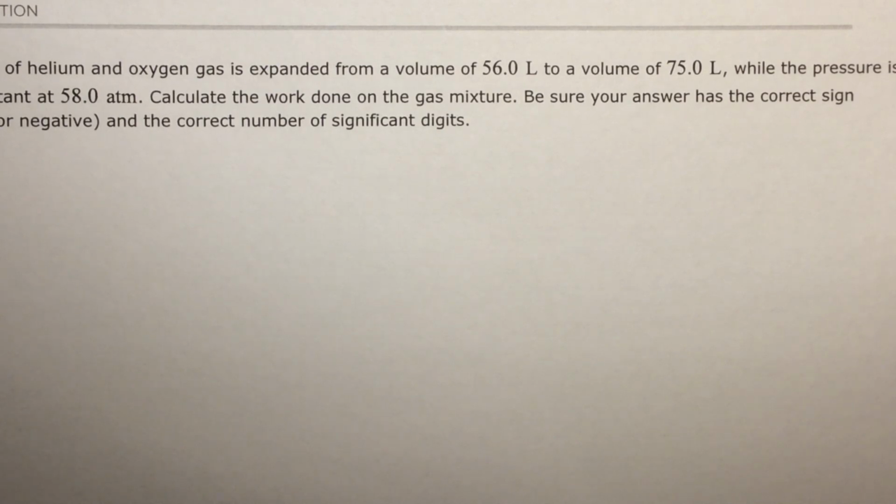Okay, so work is the ability to resist some force against you. So here's an example of that happening with a gas. A mixture of helium and oxygen gas is expanded from a volume of 56 liters to a volume of 75 liters. Okay, so the gas has gotten bigger, the cloud has gotten bigger, and it's resisting the pressure that the environment is pushing on that gas. So it's done work on the environment.